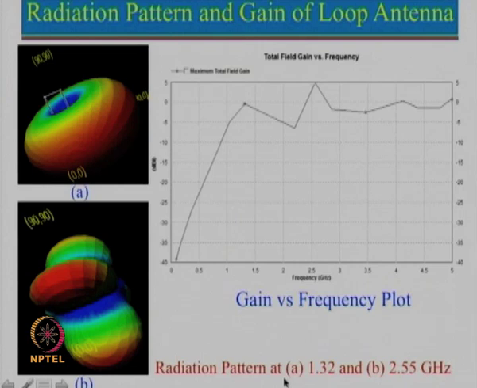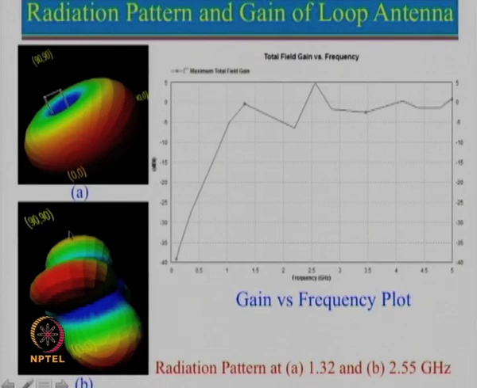For the case we are looking at, the radiation pattern at 1.32 gigahertz, at which the whole circumference was equal to lambda, is very similar to that of a dipole antenna, except that the E field has become the H field and the H field has become the E field. The maximum radiation is not in this direction but in this direction, which is perpendicular to the loop axis, and along the loop axis there is no radiation, given by dark blue. Dark blue is the least radiation, and green, then yellow, orange, red show maximum radiation.